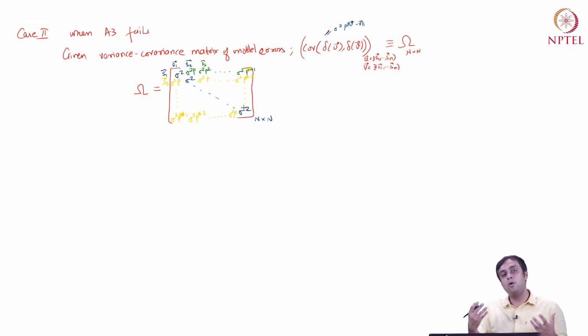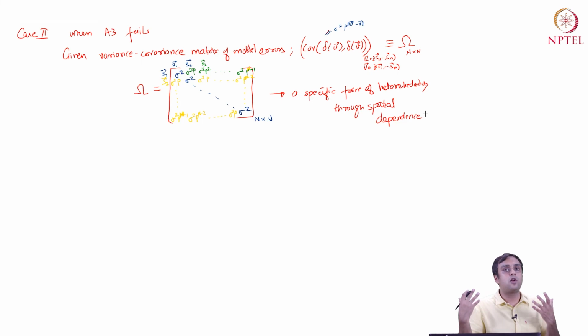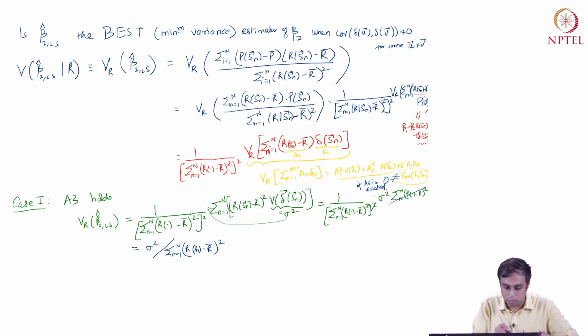Now the off-diagonal elements are non-zero. This is a specific form of heteroscedasticity that we have introduced through spatial dependence. So now if the covariance terms are non-zero, let us specify the variance of beta 2 hat again.